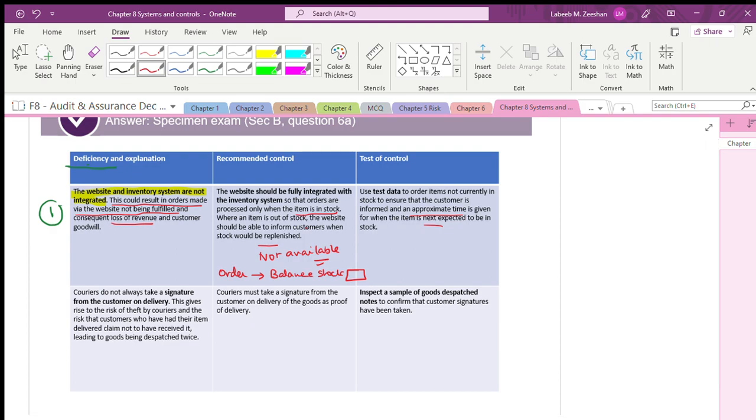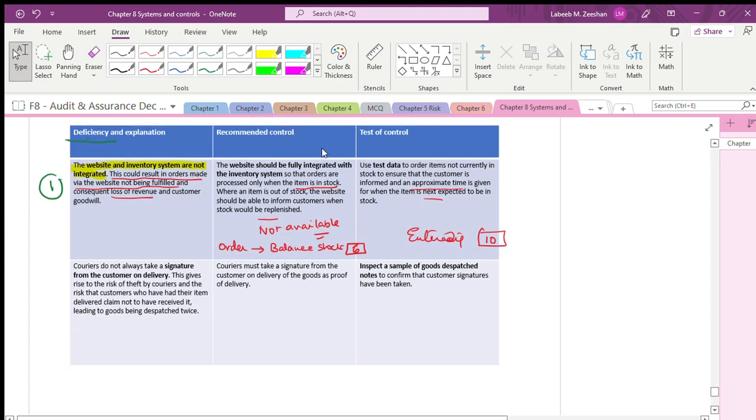Assume the balance stock is 6. Now you are ordering 10, or you are ordering 7. Automatically, what should happen? It should get rejected. That is the test data. The system says no: when there is a stock of 6, you cannot order 7. That is when there is an integration between the inventory and the website.